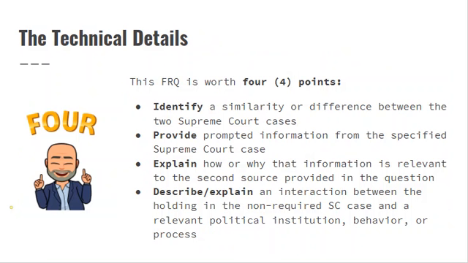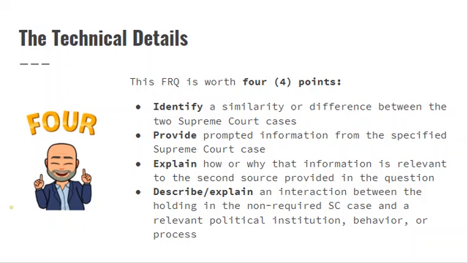So the FRQ, technical details, is worth 4 points. First, they will ask you to identify either a similarity or a difference between the two Supreme Court cases, the one they give you, and then the one of the 15 that you in your mind know is similar. But what's a similarity, or maybe what's a difference? Second point, it says provide prompted information from the specified Supreme Court case. So you'll have to provide information about the one of the 15 required ones that you know is similar.